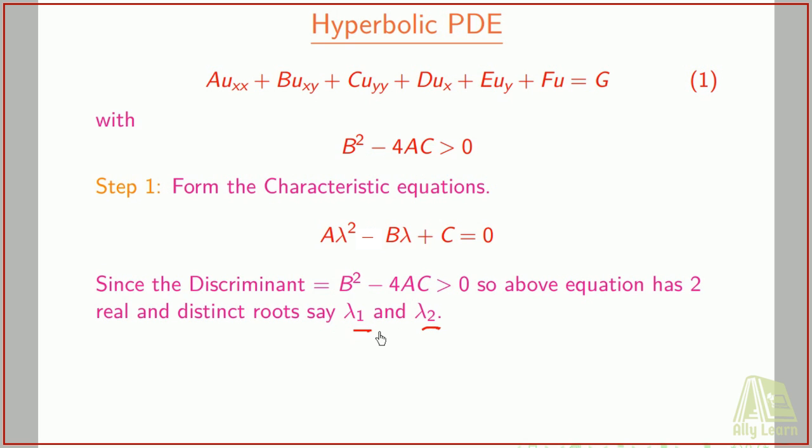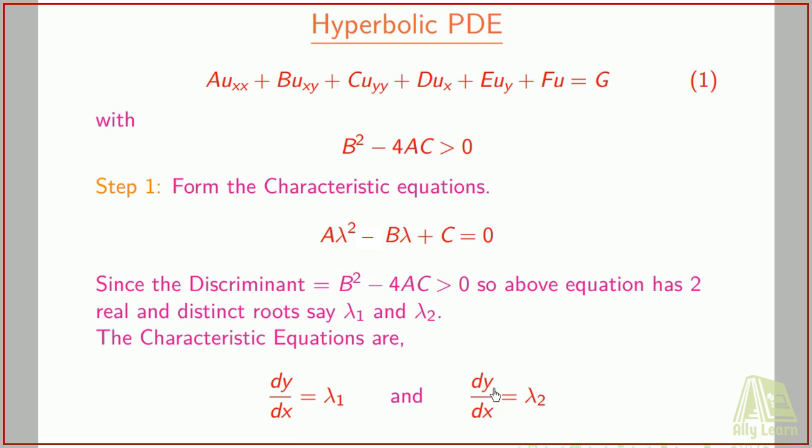Now I have got both the roots of this equation. Now I will form my characteristic equations, and these are here. The characteristic equations are dy over dx equals lambda 1 and dy over dx equals lambda 2. These two form the characteristic equations of this hyperbolic PDE. So friends, remember the characteristic equations of this hyperbolic PDE are given by these two expressions.